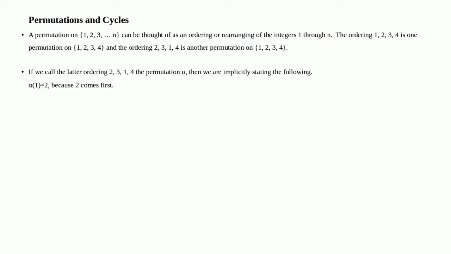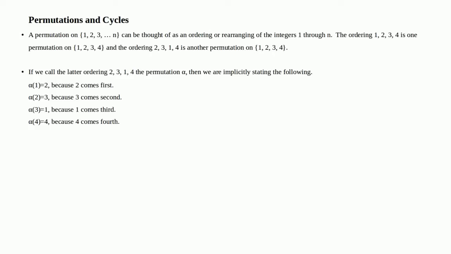Alpha at 1 is equal to 2, because 2 comes first. Alpha at 2 is 3, because 3 comes second. Alpha at 3 is 1, because 1 comes third. Alpha at 4 is 4, because 4 comes fourth.